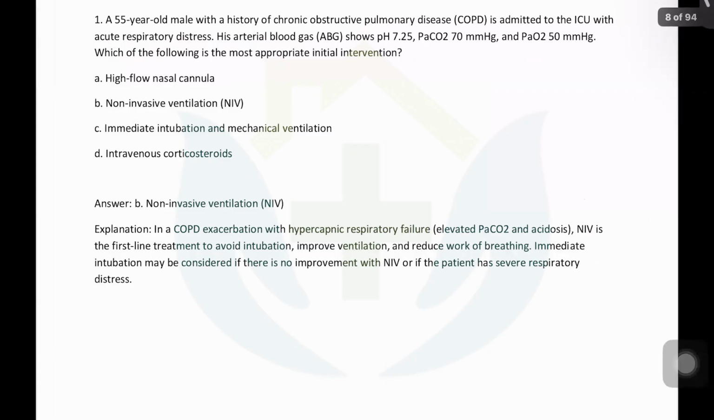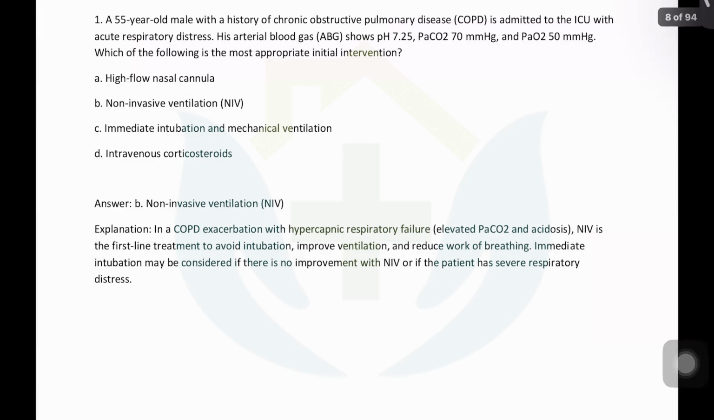He has three problems. So we would like to ventilate this patient, but not intubate this patient, because this is a known patient of COPD. He will always have a higher carbon dioxide level. Right now, his issue is compounded by the acute exacerbation, which has led to hypoxia and hypercarbia together. So here we have elevated PaCO2 with acidosis. NIV is the first line. All the guidelines, BTS, everybody says that NIV is the first line treatment to avoid intubation. Number 2, improve ventilation. Number 3, reduce the work of breathing.